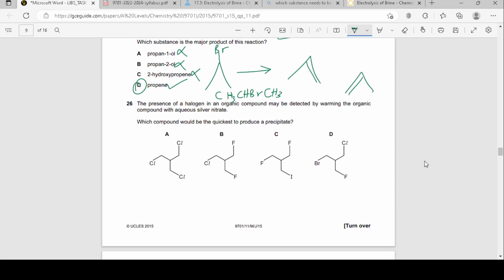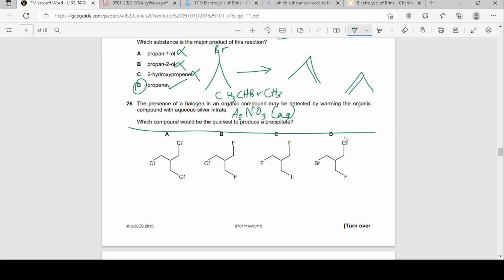The presence of a halogen in an organic compound may be detected by warming the organic compound with aqueous silver nitrate, so that's AgNO3 aqueous. You're basically just trying to precipitate it, like how we get AgCl, AgBr, AgI. Those are all precipitates, right? Solids. So you can detect the presence of a halogen in an organic compound by getting a precipitate.